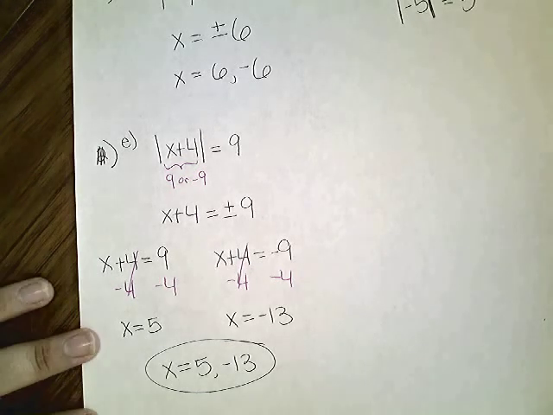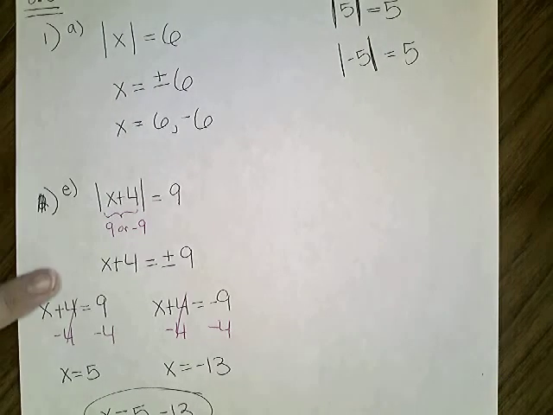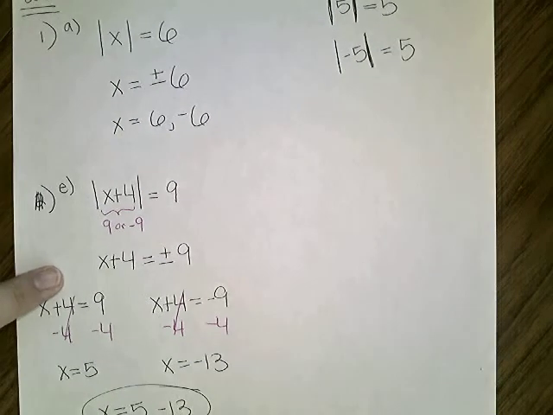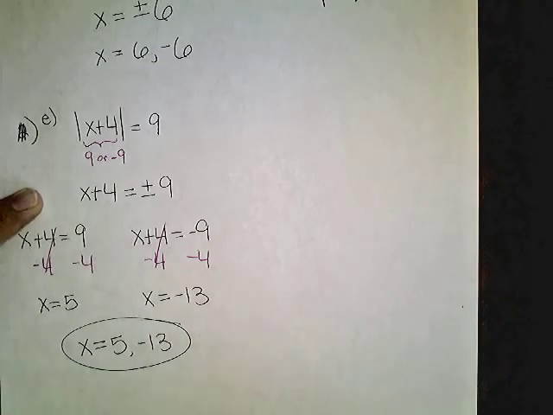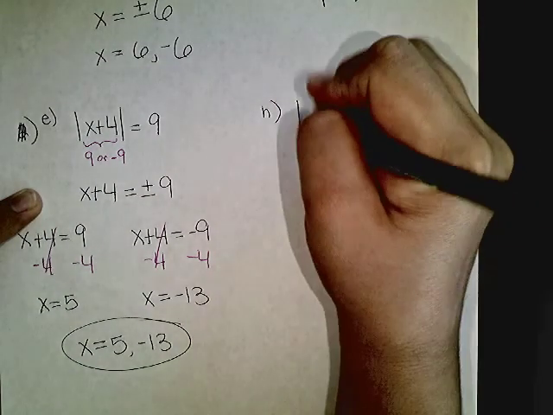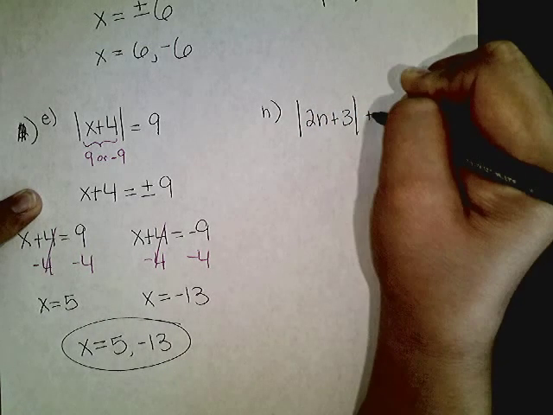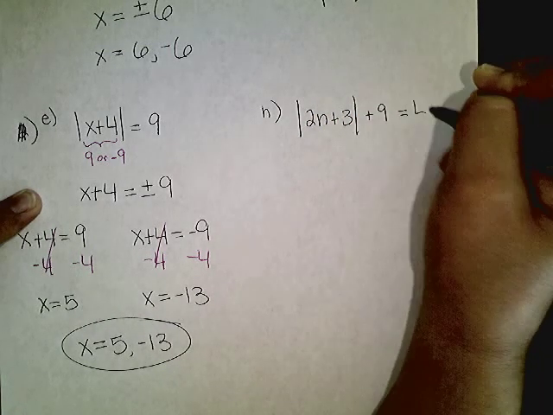Now, we can also do another problem that's a little more complex. We're going from basic to kind of a medium in complexity, and then let's go to something that has a little more involved, part H. That has the absolute value of 2n plus 3. Then we're adding 9 to it, and we're saying that equals 4.